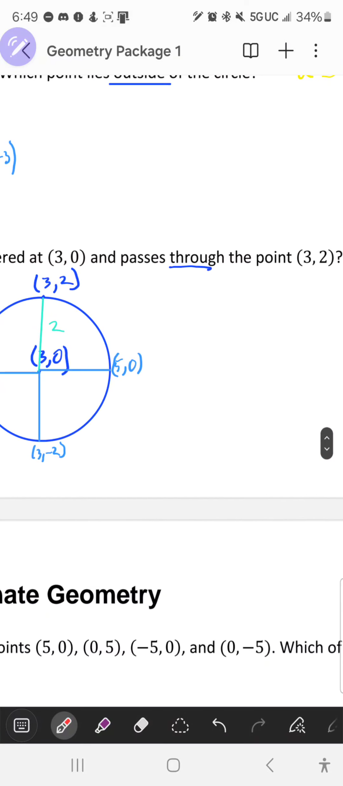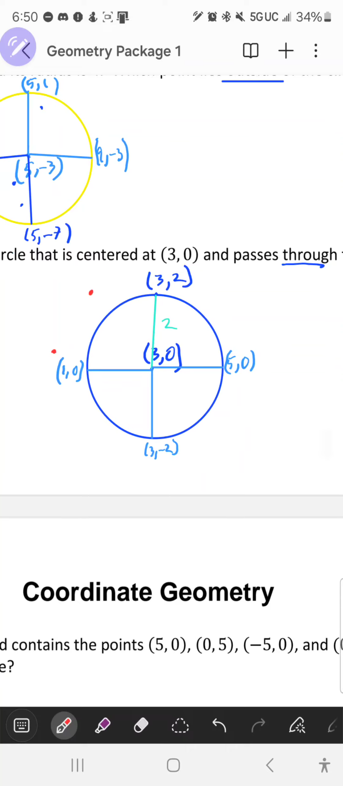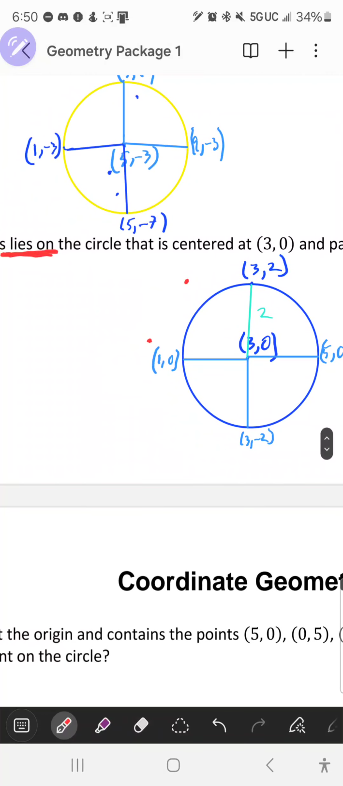Now, 1 comma 2. Okay, go here. This is 1, and this is 2, so outside of the circle as well. Now, 2 comma square root of 3 is going to be somewhere over here, since the square root of 3 is going to be 1 point something. Because we know that square root of 4 is 2, and the square root of 1 is 1, so it's in between. It's going to be 1 point something, so it could be over here. Maybe it lies here. We don't know.